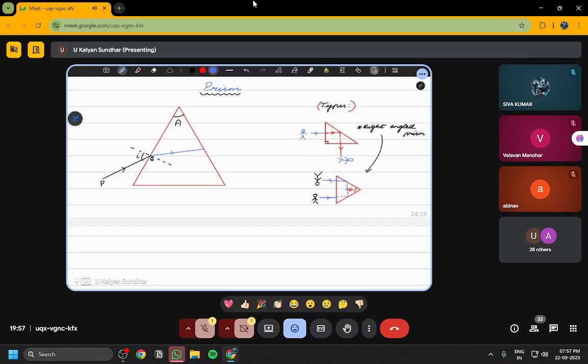Now it goes and hits here. This will be the normal here. Now, going from denser to rarer, it will move away from the normal. PQ at the point R and at the point S, and this angle is your emergent ray. And inside, the angles here are R1 and this is R2. Now, next comes the deviation.